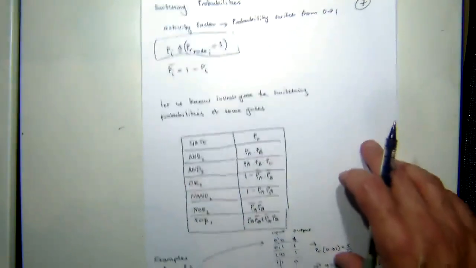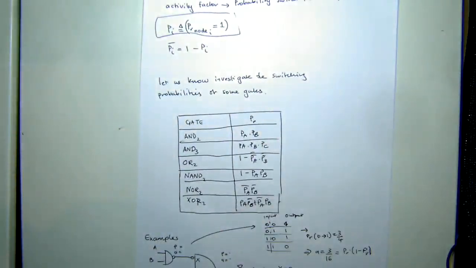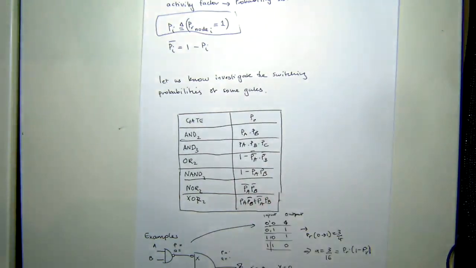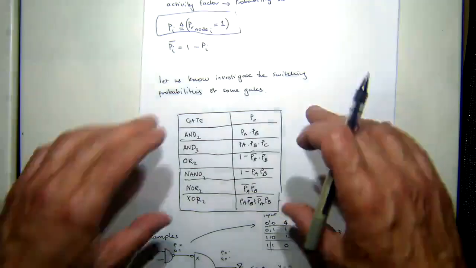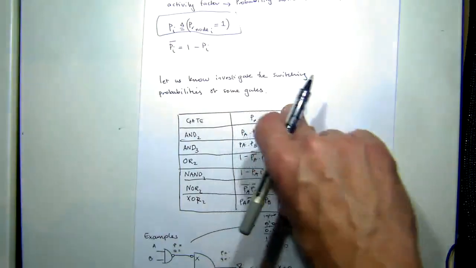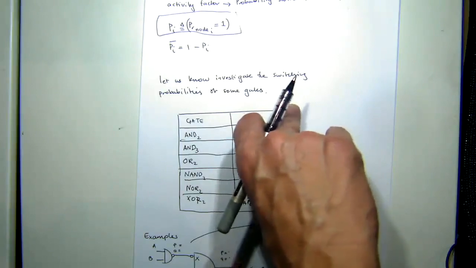And what we've got is this table in order to work out the switching probabilities of certain gates. Now you can do this all by hand. And what I would suggest is, even though this table might exist, you may or may not get it. If I put it on an exam or a test, I may or may not give it to you.